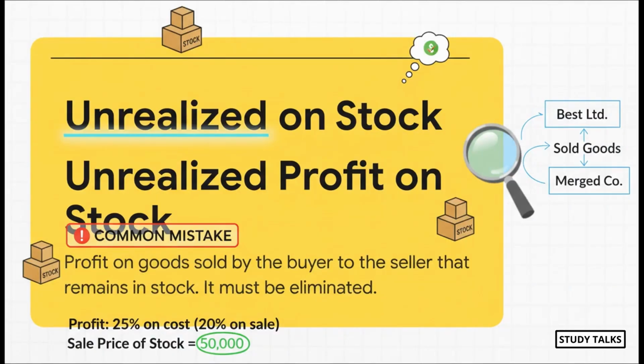Okay, let's really break down this unrealized profit thing because this is so important. Best LTD sold goods to Better LTD. When the amalgamation happens, some of those goods are still sitting in Better's stock. Now they're one company, right? You can't make a profit by selling something to yourself. It has to be eliminated. This is a huge area where marks are lost. The profit was 25% on cost, which, as you know, translates to 20% on the sale price. You absolutely must use the sale price of that leftover stock, the 50,000, to calculate the 10,000 rupee profit that you need to knock out.